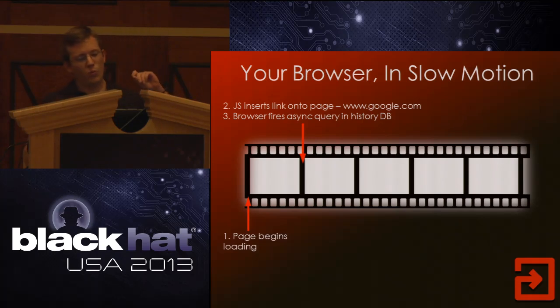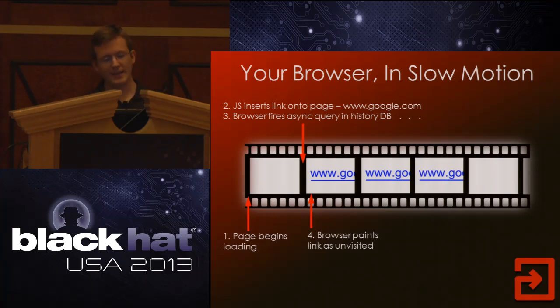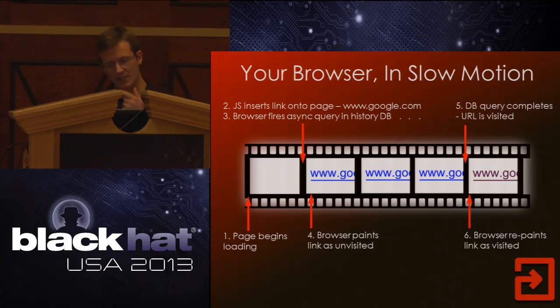Now, when the browser knows it needs to render this link, it does a request into its history database to find out if that link is visited. But it's an asynchronous request. It doesn't wait for that response to come back. It just goes ahead and draws the link, and it draws it as unvisited because it doesn't know yet if it is visited. So this request takes a few frames to come back, and then that database query completes, and it finds out that actually google.com is visited, so it repaints the link.